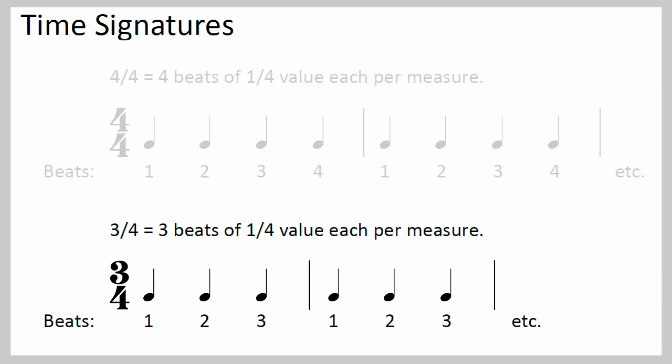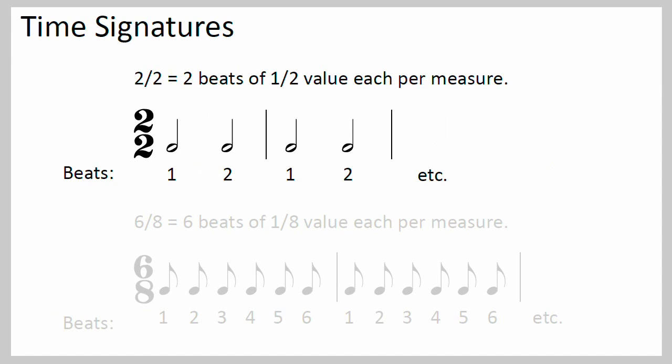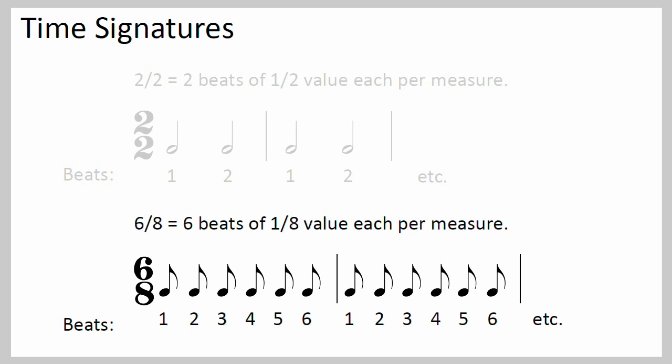In 3/4 time, there are 3 beats per measure, with the value of each beat equal to 1/4. In 2/2 time, there are 2 beats per measure, with the value of each beat 1/2. In 6/8 time, there are 6 beats per measure, with the value of each beat equal to 1/8.